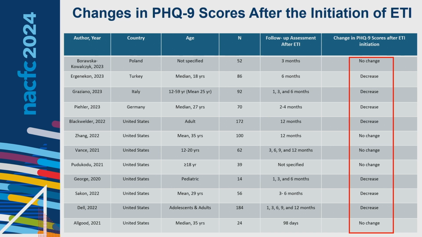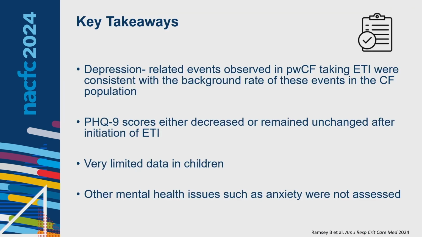So the key takeaways from this study was depression-related events observed in people taking CF ETI were consistent with background rates of these events in the CF population. PHQ-9 scores either decreased or remained unchanged after initiation of ETI.